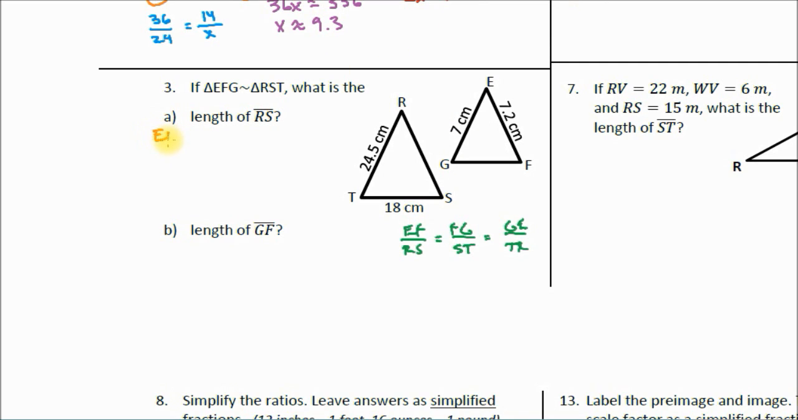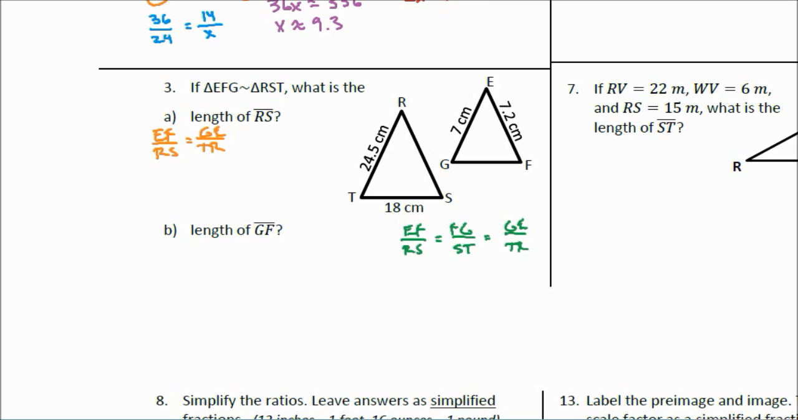We got to use EF over RS, and let's find a ratio where we know the top and bottom. FG, we don't know, so that one's out. GE, we know GE. TR, we know GE and TR. There's our next ratio, GE over TR.